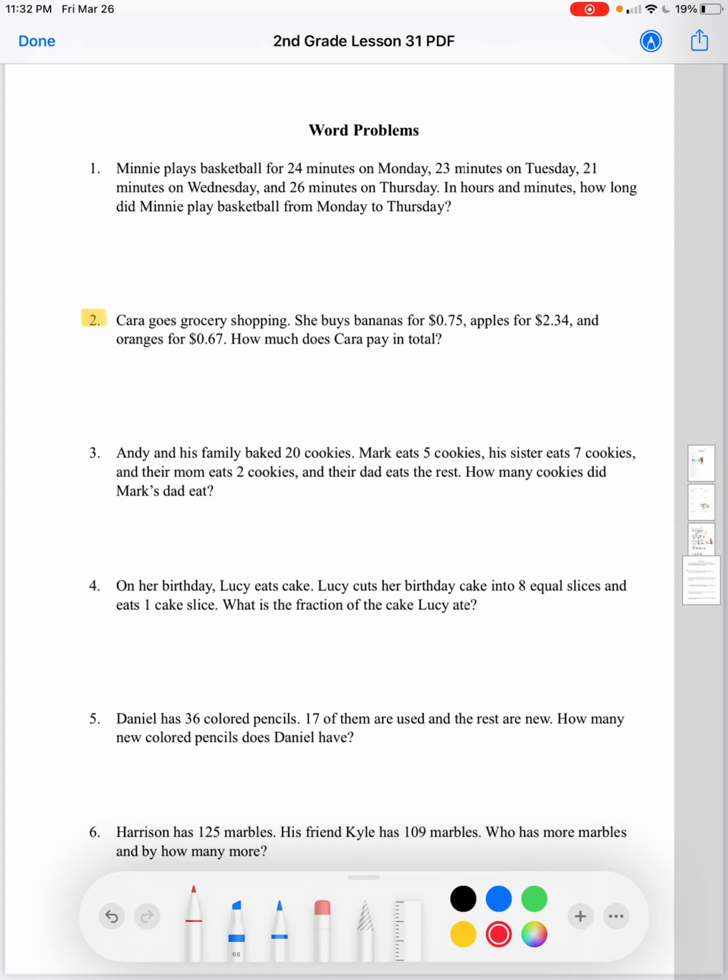Number 2, we'll go over this one. It says, Kara goes grocery shopping. She buys bananas for 75 cents, apples for $2.34, and oranges for 67 cents. How much does Kara pay in total?